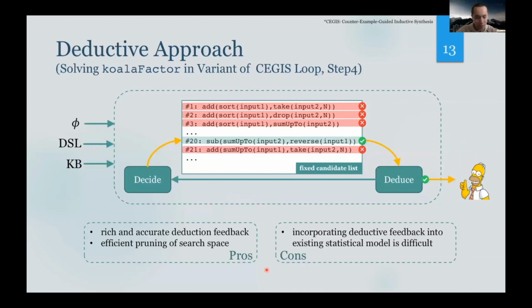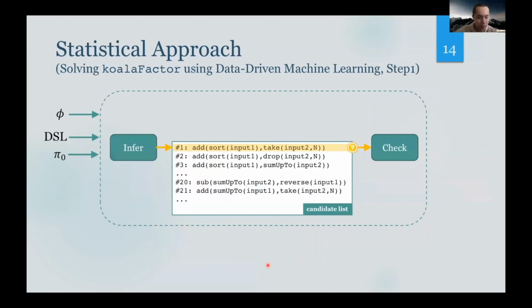So how about this statistical model? We can see the statistical model will take into account the specification, the DSL, and an initial policy, pi 0. This initial policy can also be a pre-trained model. So the infer module here will try to utilize this initial policy to propose the best program that it knows, which corresponds to this one, and the program will be checked by the checker to see whether it satisfies the input-output example or not. And the checker eventually will return a yes or no answer.